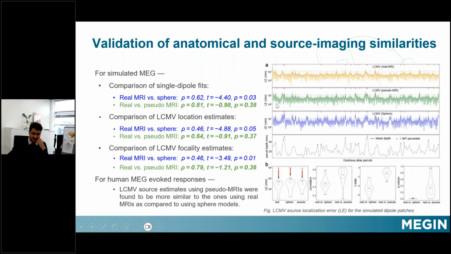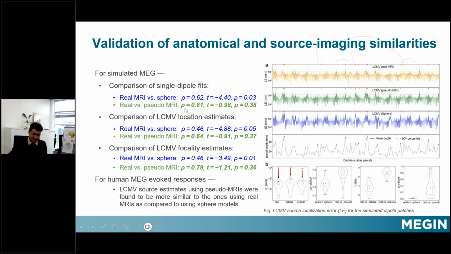Then validation on the source imaging level. We also did the validation using 3 different head models: the sphere model, pseudo-MRI, and real MRI. Now you can see here the similarity or the differences between real MRI versus sphere. The similarity between real MRI and sphere was lower than that of the real MRI and pseudo-MRI.